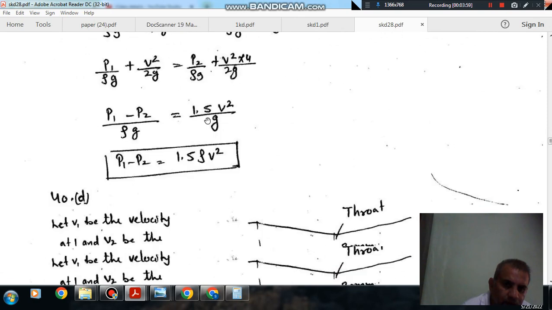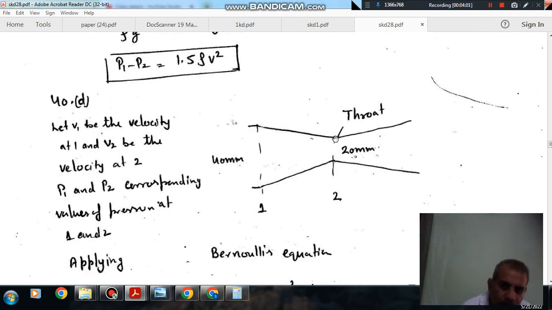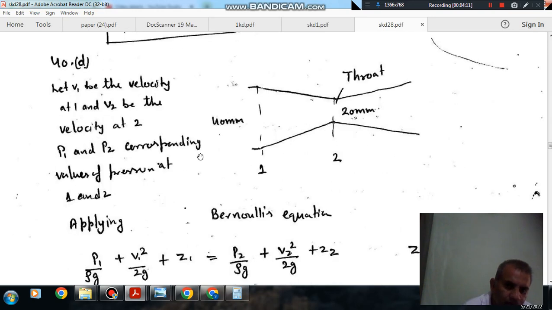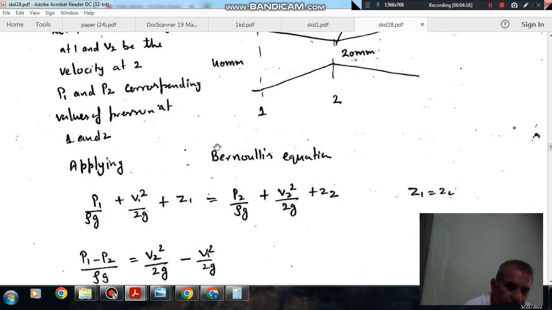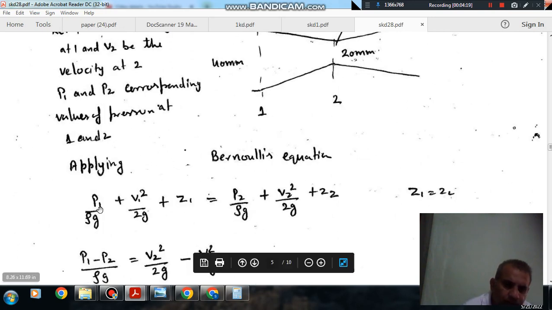So here is the throat, 20 mm, and here 40 mm. Let V1 be the velocity at 1 and V2 be the velocity at 2. P1 and P2 are the corresponding values of pressure at 1 and 2. So applying Bernoulli equation, again the same thing, P1 by rho g plus V1 square by 2g plus Z1 is equal to P2 by rho g plus V2 square by 2g plus Z2.